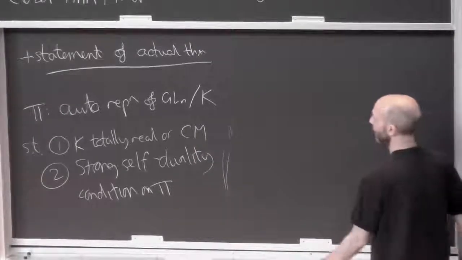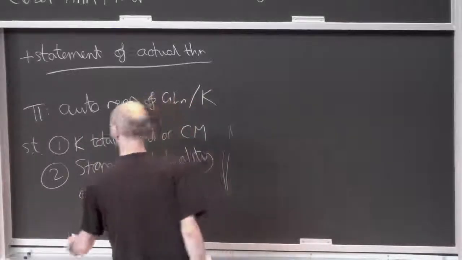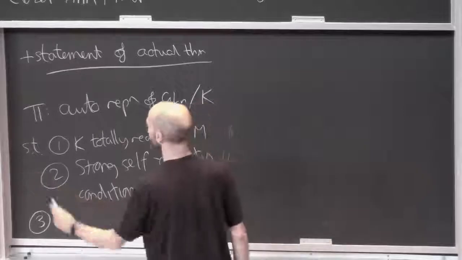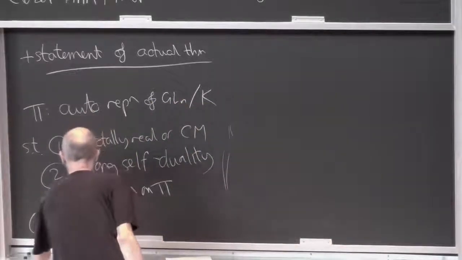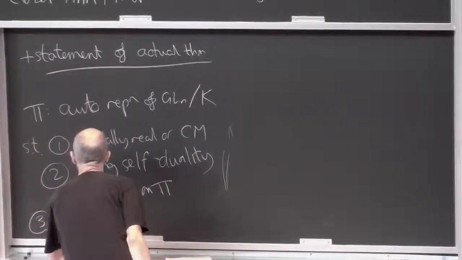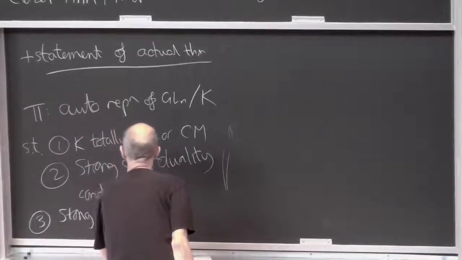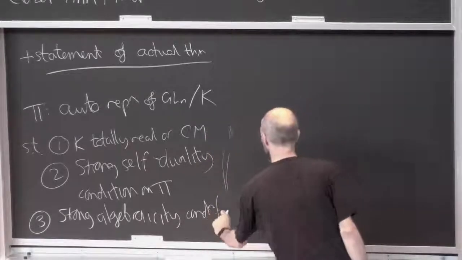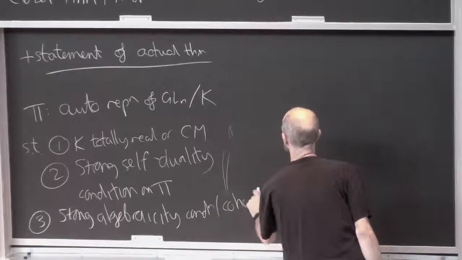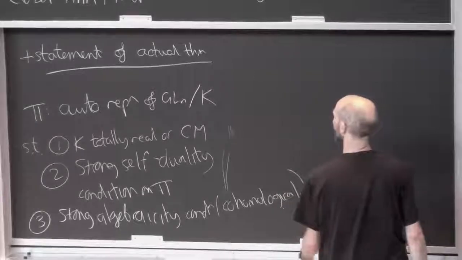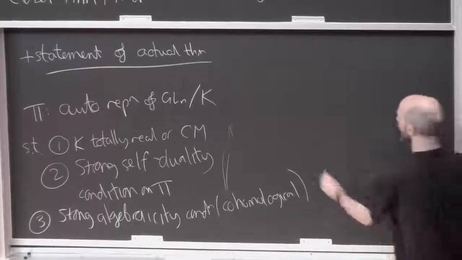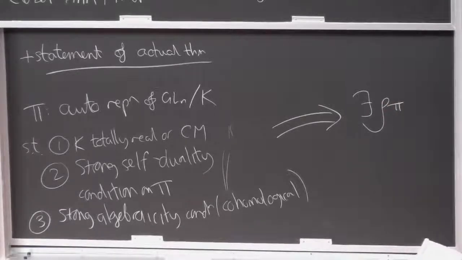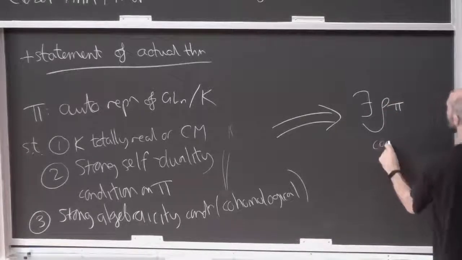So Clozel, then third, he has to assume that pi is algebraic, but he needs more than algebraic, a strong algebraicity condition. I'll call it cohomological. Given those things, Clozel constructed the compatible system.